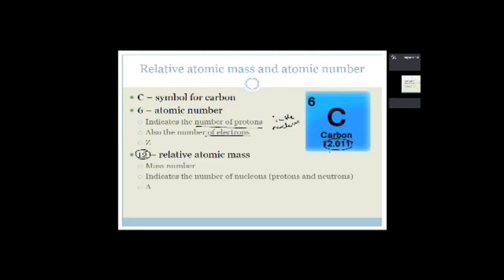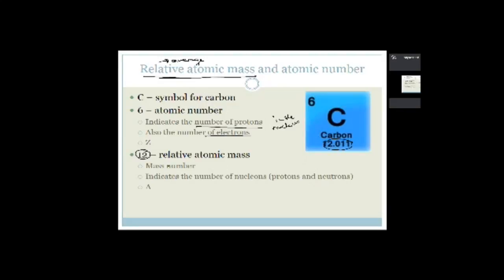We're going to speak about this a little bit later, but let me just explain a little bit more. It says relative atomic mass, and the reason it's relative is because it's actually an average. Forget for a minute that you've got carbon, and let's work with carbon.